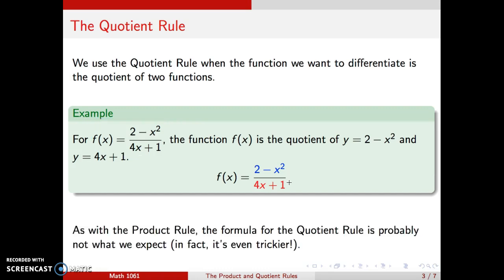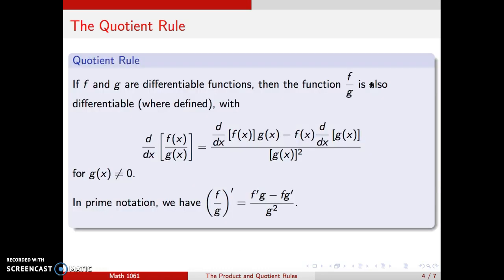So we want to introduce this rule. We might guess that if you're differentiating f over g, it would be the derivative of f over the derivative of g, and that's 100% wrong. So it is a little bit trickier, kind of like the product rule. There's a little bit more to it. So let's look at it.